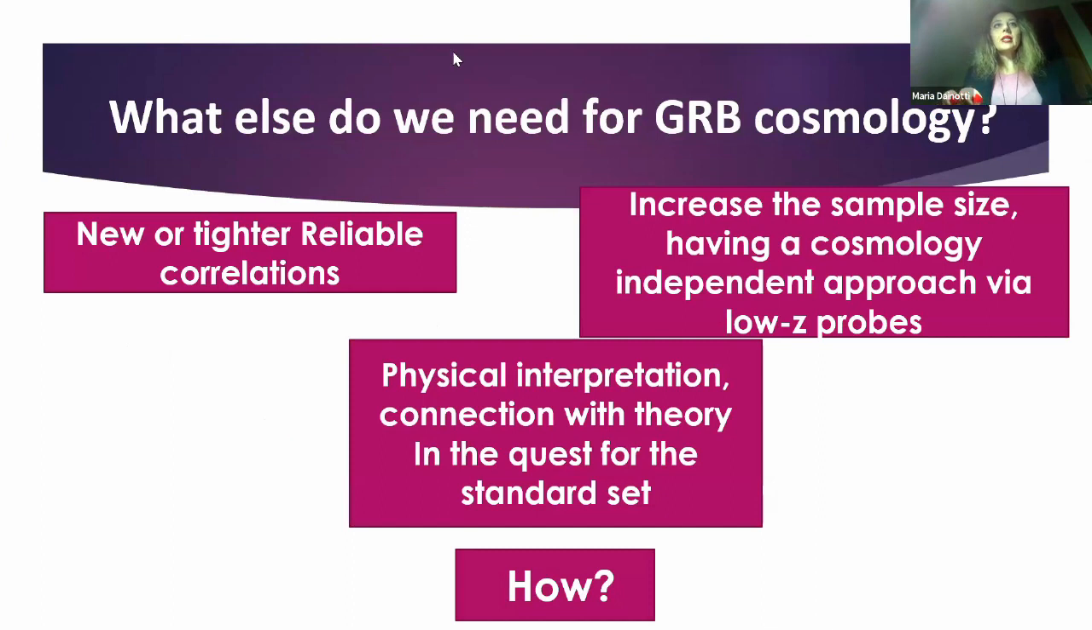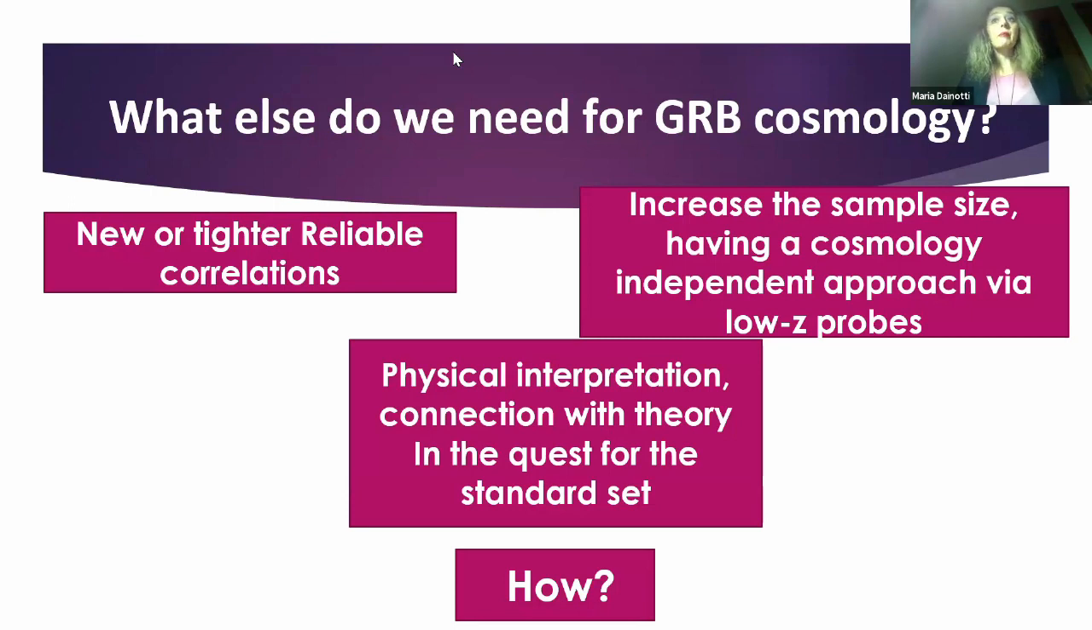Then the question is, what else do we need to do for cosmology? Of course, we need to play around and try to find new and tighter reliable relationships, or try to tighten up the existing relationships, because we have quite a number of them. And if you would like to check all the relationships updated up to 2017, 2019, you can also check my book published by IOP.